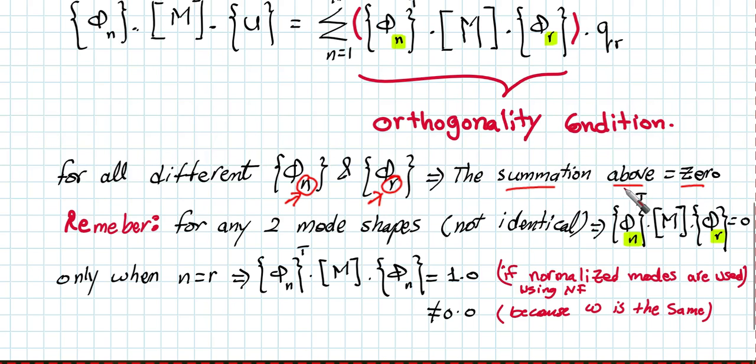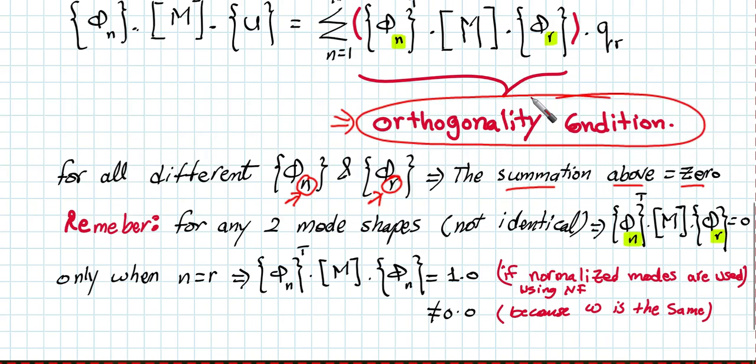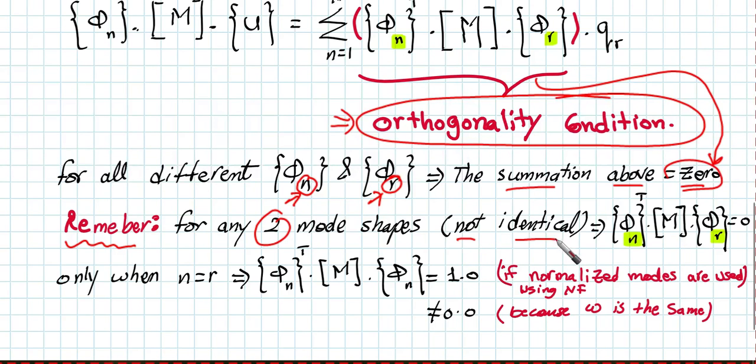Do you remember from where we got this? From the orthogonality condition. Do you remember when I said to you before that orthogonality is going to make our life easier in terms of the computational effort? And this is true, and it comes true now, because we are finding that this term, which is highly complicated, is going to boil down to 0. So this means that everything between the parentheses is going to be 0, and based on that, the computational effort is going to be easier for us. Remember, for any two mode shapes that are not identical, they are different, like n and r, for example.